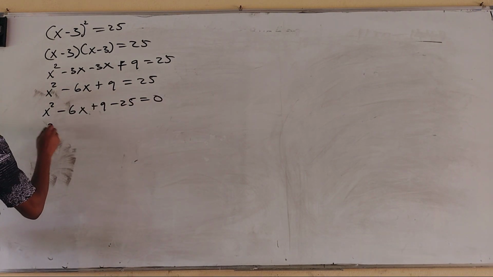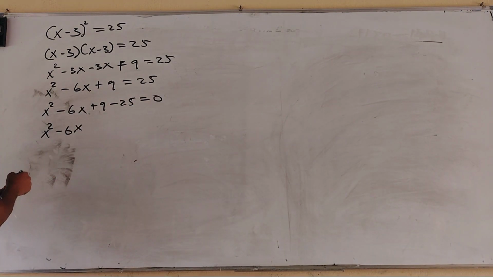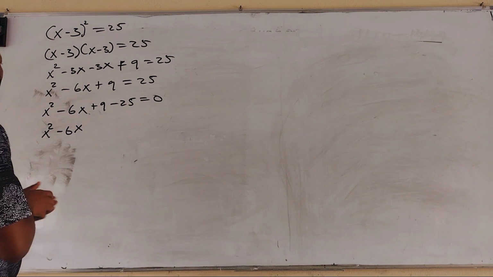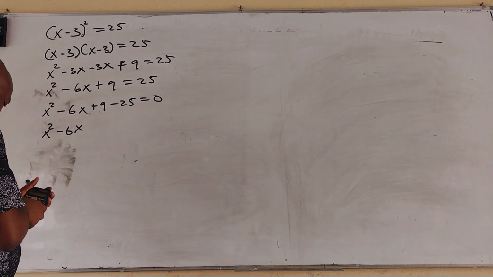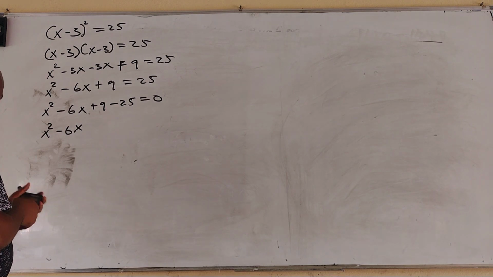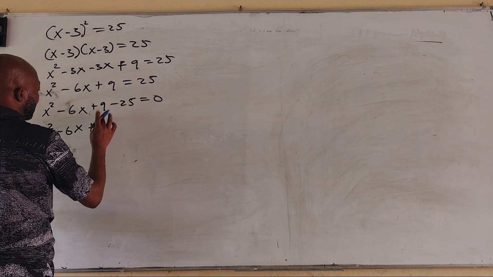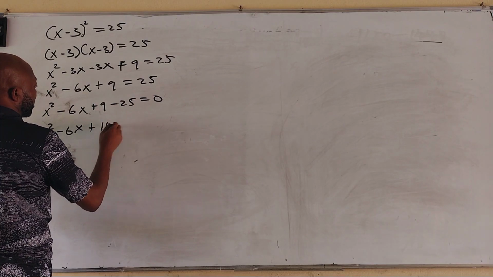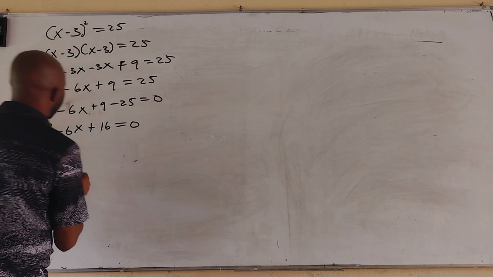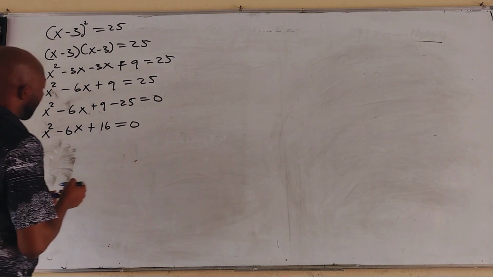And now my x squared minus 6x. Okay, so 25 minus 9. 25 minus 9 is equal to 16. So this becomes plus 16 is equal to 0. So now I want to get the factors here.